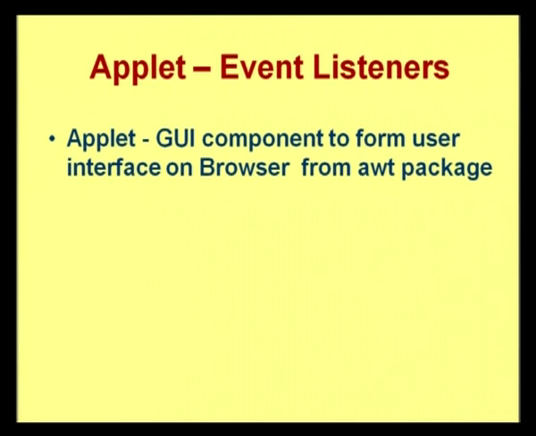An applet is a GUI component from the AWT package to form the user interface on the browser. Here we know that in the creation of a GUI application, this applet is particularly used for web applications. So in the web, this applet will be displayed on a browser. I have already told you that the applet is normally used in intranet because there is an executable code behind the applet, and hence it is not suitable for the public network.